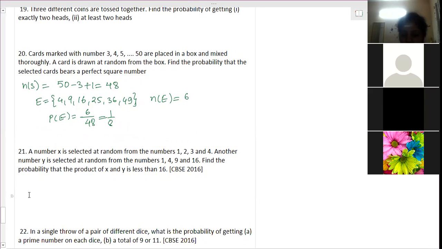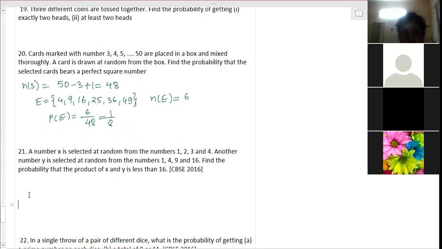Ma'am, why are we taking 49, ma'am? Why can we not take it? Oh, okay, the numbers go up to 50. Okay, ma'am. I thought it was till the 48th number.